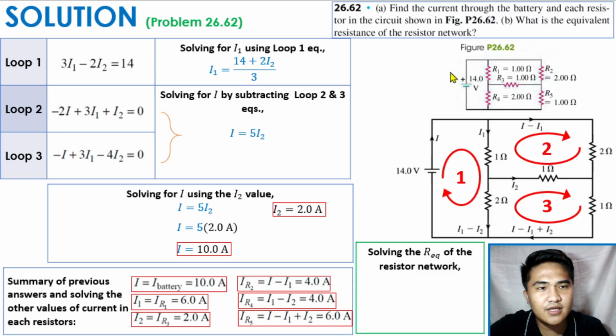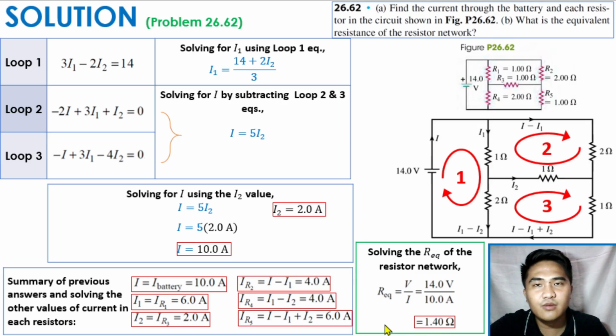Then part B, what is the equivalent resistance of the resistor network? Solving the equivalent resistance of the whole network of resistors, we can use Req is equal to V over I. Our V is 14 and current is 10. Solving this, we have 1.4 ohms. So the equivalent resistance of the resistor network is 1.4 ohms.